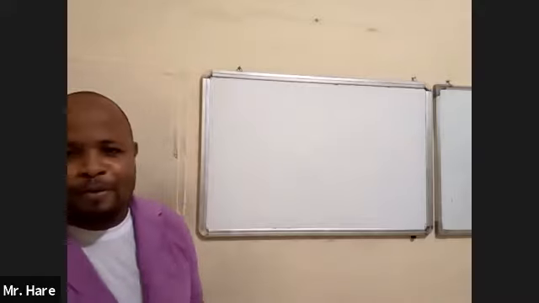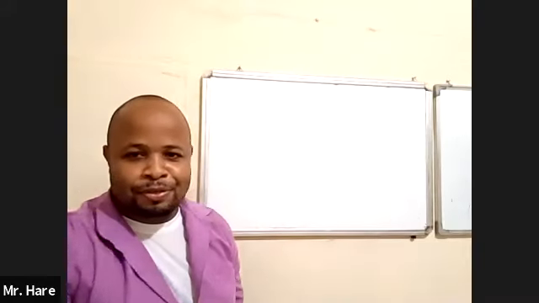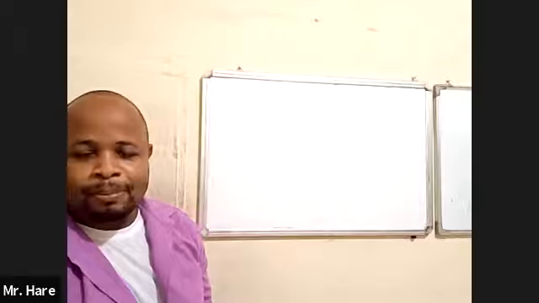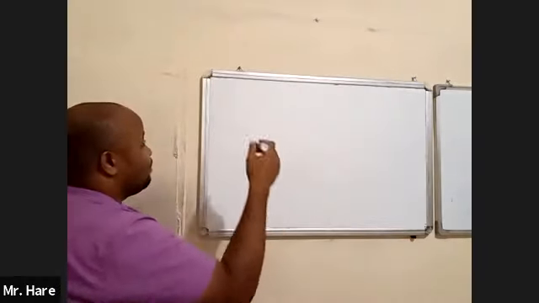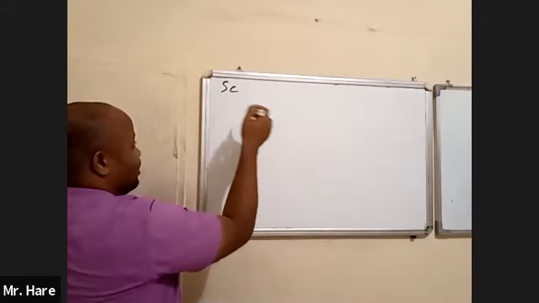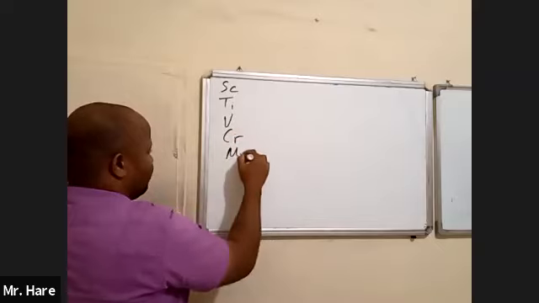All right, so I'm assuming everybody knows elements 21 to 30. Yes, sir. So just tell me them quickly. 21, that would be scandium. Then titanium, vanadium, then chromium, then manganese, then iron, cobalt, nickel, copper, and zinc.